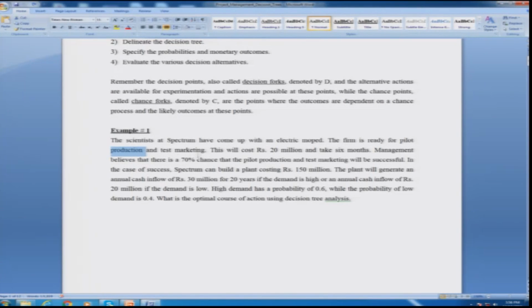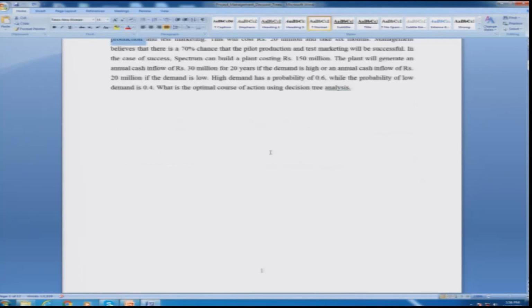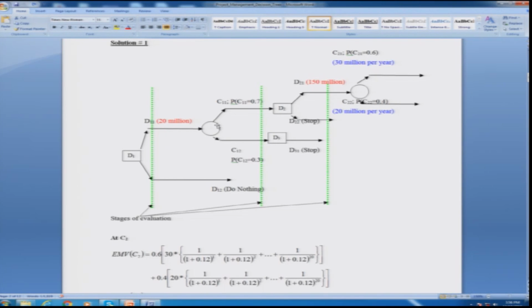This is the concept, the firm is ready to invest. So, this is the 20 million. This time frame is 6 months. Now, once it is done, either you go or no go and make a decision accordingly. Now, let us go one by one at C2.